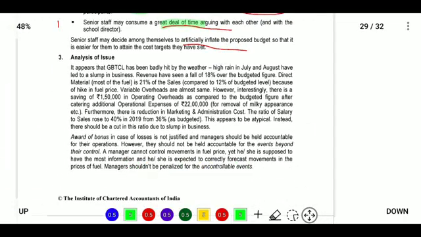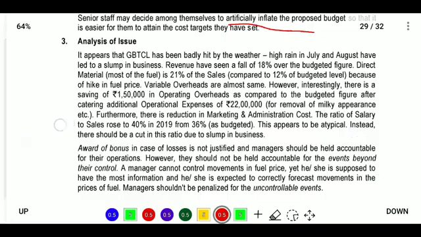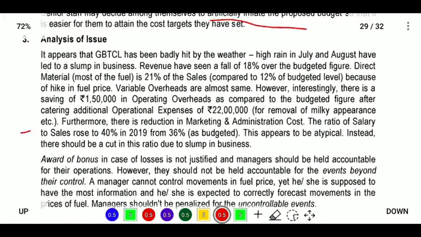First we will see that it appears that GBTL has been badly hit by weather. What is the reason for the hit? Rains. Heavy rains in July and August, a slump in business. Revenue has fallen 18%, so 18% was fallen over the budgeted figures.